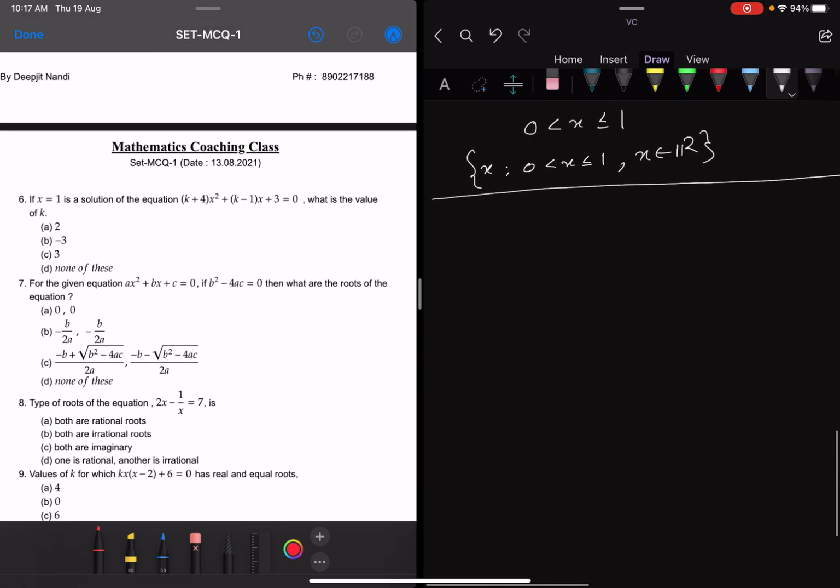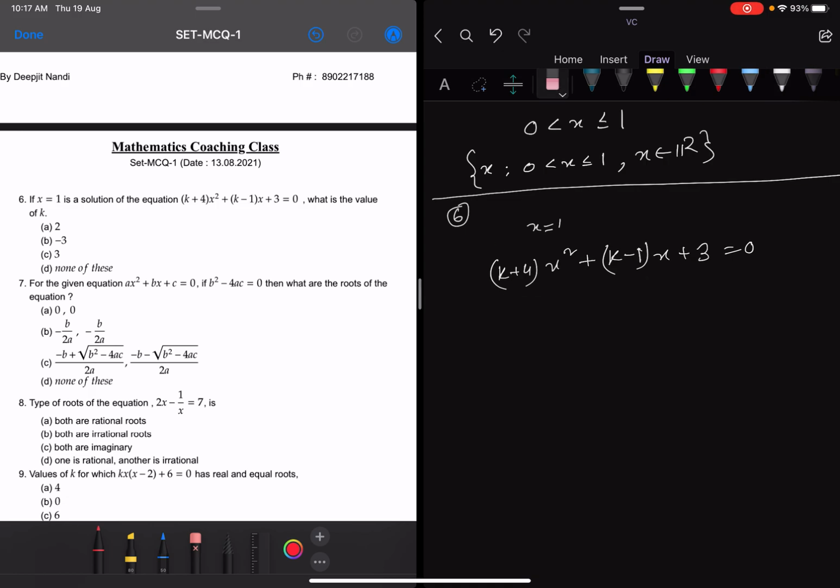Now for the next question, question number 6. x equals 1 is a solution of the equation (k + 4)x² + (k − 1)x + 3 = 0. What is the value of k? Now as x equals 1 is a solution, that means this equation is satisfied by x equals 1.